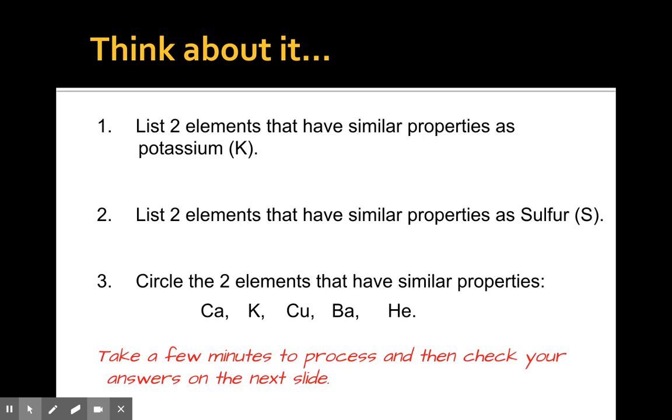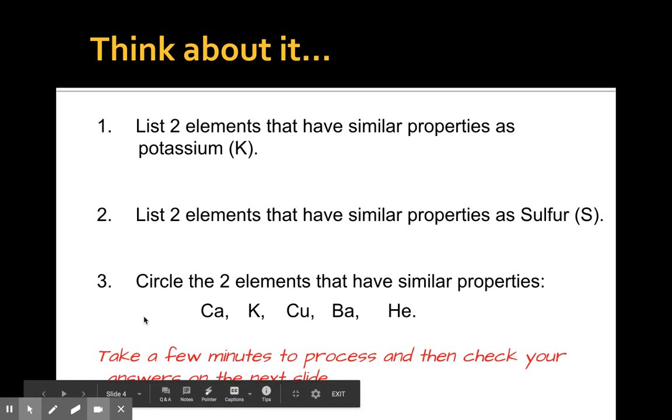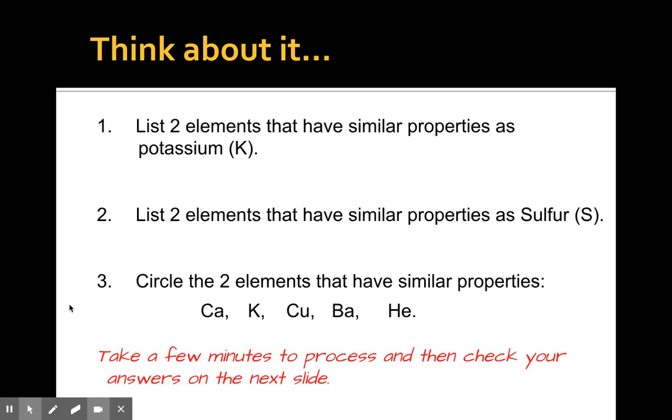So the first question lists 2 elements that have similar properties as potassium. Question number 2 lists 2 elements that have similar properties as sulfur. And question number 3, of these elements listed, circle the 2 elements that have similar properties. So again, take a second, pause the video, look at your periodic table, take your best guess, and then unpause to check your answers.